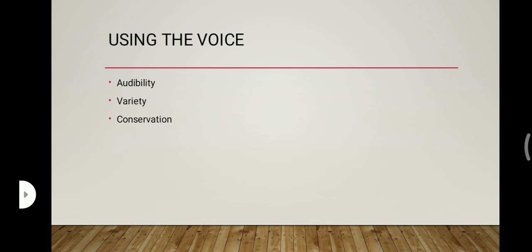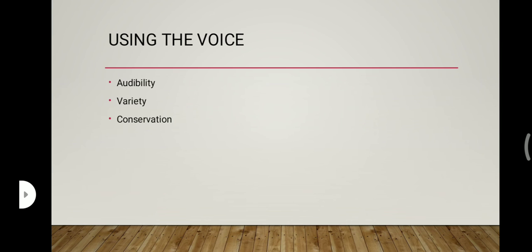And the next, variety. It is important for teachers to vary the quality of their voice and the volume they speak at according to the type of lesson and the type of activity. And the last, conservation. Teachers have to take great care of their voice, such as breathing correctly and being properly relaxed.